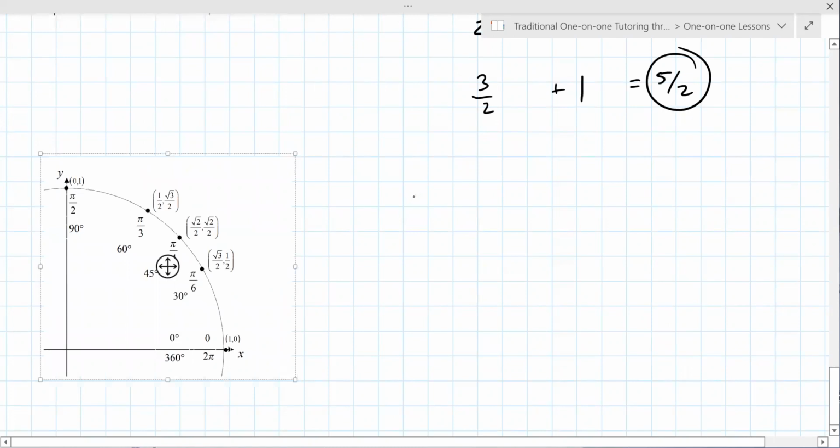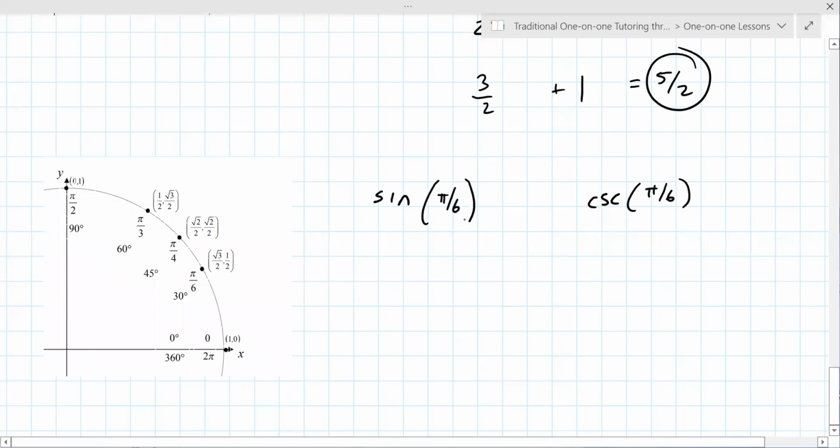I can also ask you about things like the cosecant of pi over 6. Okay, now what is the sine of pi over 6? Let's start with that. 1/2. It is 1/2. So cosecant is the reciprocal of that, or it's 1 over. You can think of it as 1 over 1/2, or the reciprocal. I think the reciprocal is better, 2 over 1.